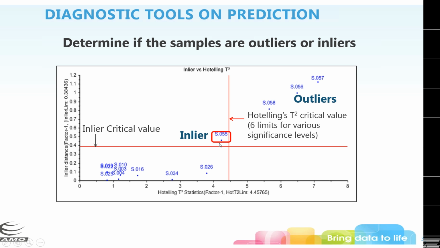So here's your INLIER critical value. Anything that's high in this area, those are going to be your INLIERs, something you want to look at. Maybe you want to include them into your data set and redo your calibration to make it more robust, more accurate. And then your outliers are the ones that are very far, have a high INLIER value and a high Hotelling t-squared value.